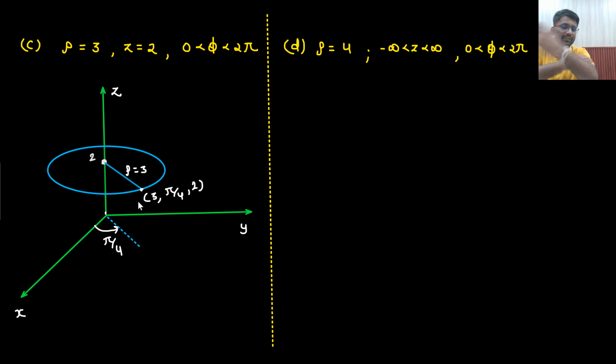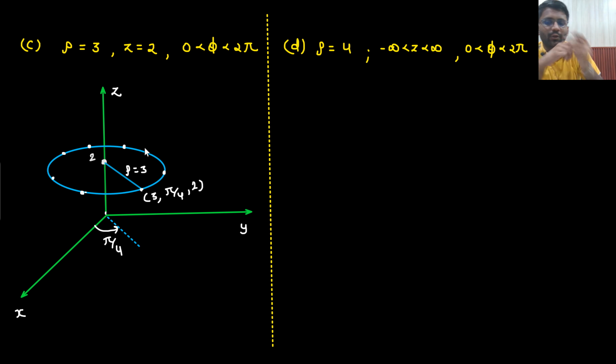But phi is varying from 0 to 2 pi. That means it completes all the angles. When phi equals 0 degrees, you will be at this point. When phi equals pi by 4, you are at this point. When phi equals pi by 2, you will be at this point. When phi equals 180 degrees, you will be at this point. When phi equals 270 degrees, you will be at this point. When phi equals 360 degrees, you will be again at this point. When phi equals 315 degrees, you will be at this point. When phi equals some other angle, you will be at this point. So in that manner, you will be covering a circle only. Is that clear to you?